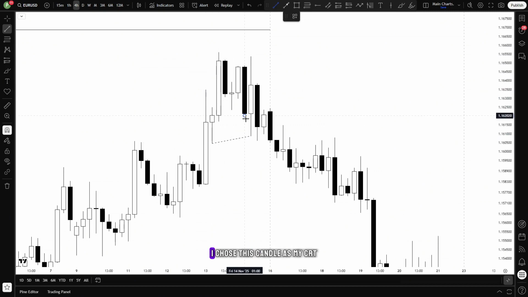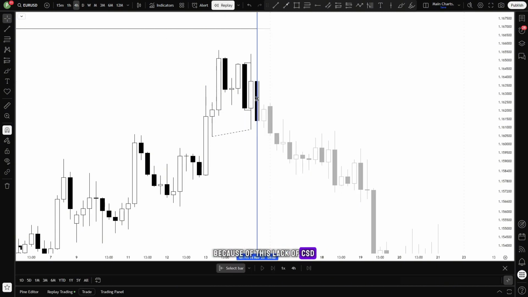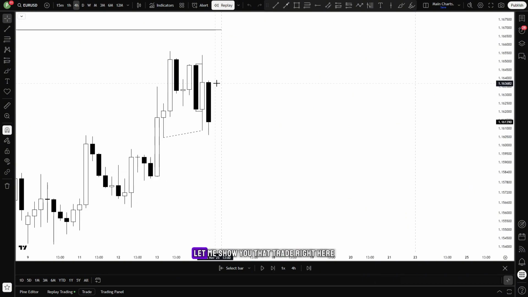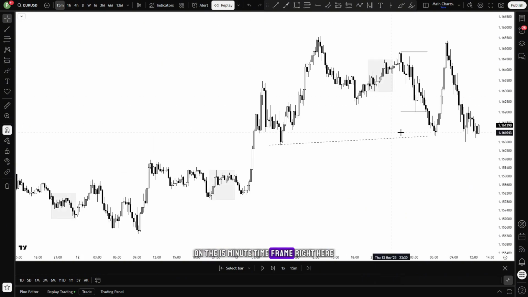Okay, and along with that, I chose this candle as my CRT and I took a bullish trade there despite the SMT, because we still didn't have any CSD or any structural shift to the downside. During the first half of Friday, because of this lack of CSD, I took a bullish trade here. Let me show you that trade right here on the 15-minute time frame.